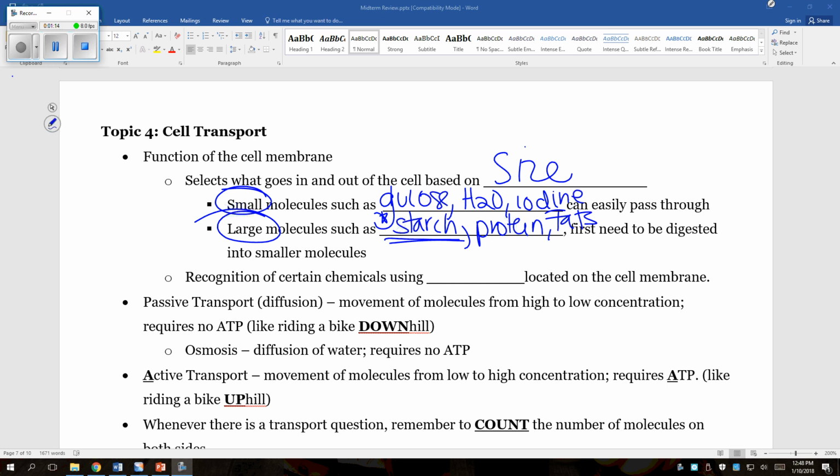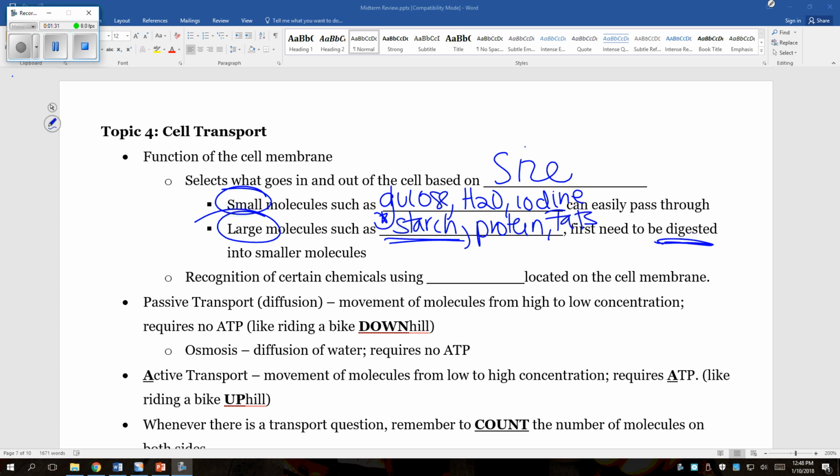The only way that they can get through the cell membrane is that they need to be digested into smaller molecules. Those smaller molecules are going to be their building blocks. So for example, starch, a large molecule, would need to be digested into simple sugars. Remember, an example of a simple sugar is glucose.